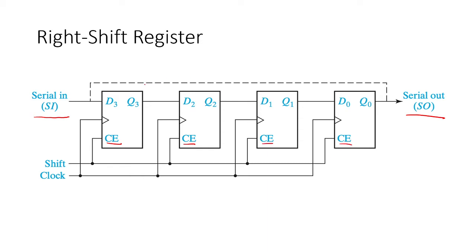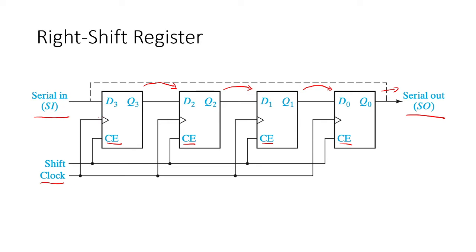And they're all attached in series, which is to say the output of Q3 goes to the input of Q2, the output of Q2 goes to the input of Q1, the output of Q1 goes to the input of Q0, and the output of Q0 gets spit out as output. And then down here, we've got shift and clock. We're already familiar with clock.